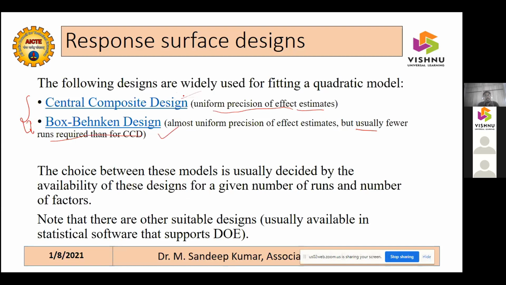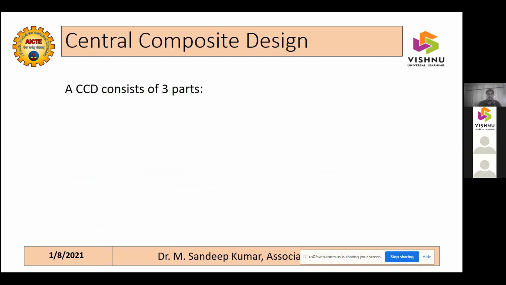The importance of this is also there at the same time. But my whole idea is to see what CCD is and what kind of experiments can be fitted into CCD, and you should also be aware of what Box-Behnken is. The choice between these models is usually decided by the availability of the design for a given number of runs and number of factors. Note that there are other suitable designs usually available in statistical software that supports DOE. Many are there, but we are only dealing with both central composite design and Box-Behnken design.